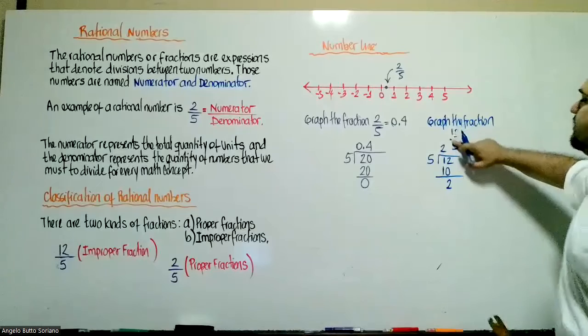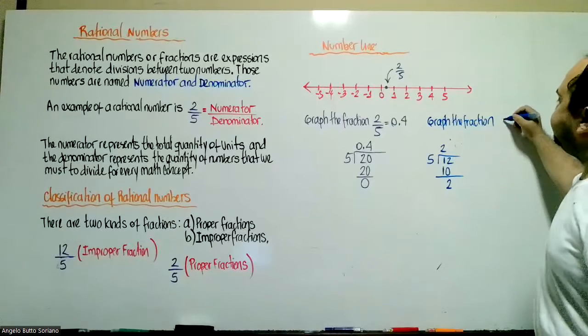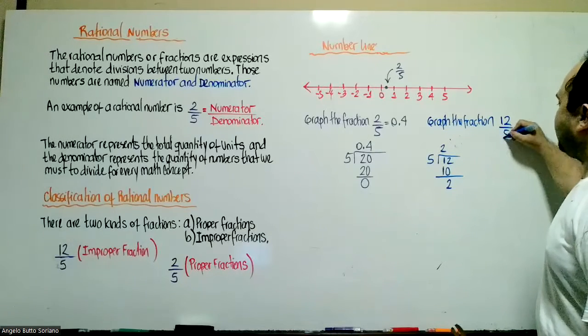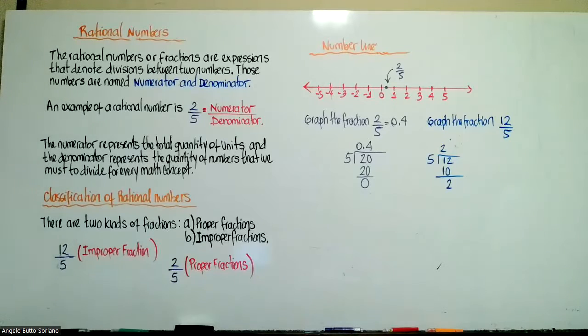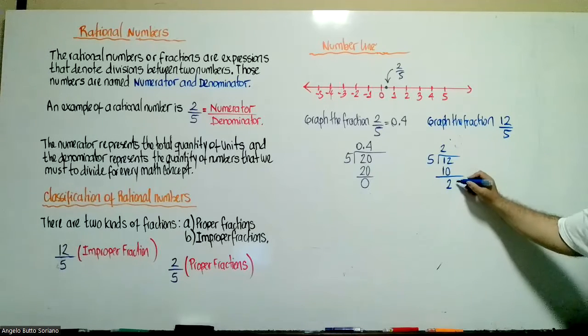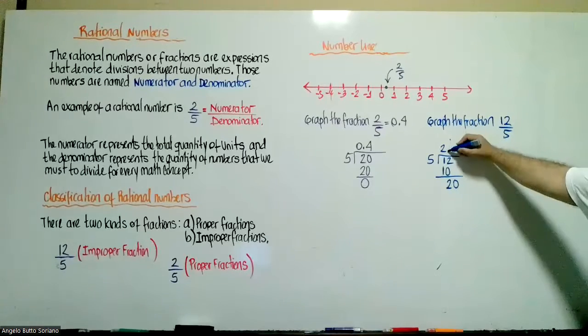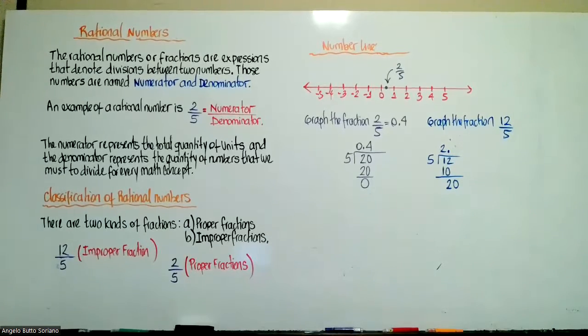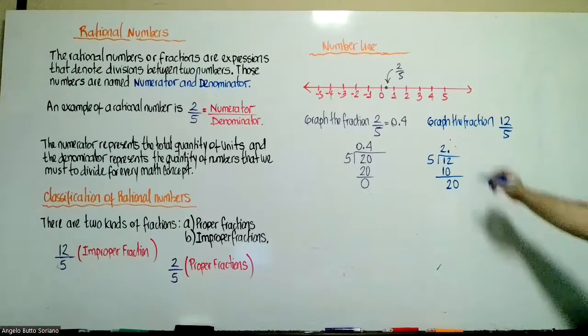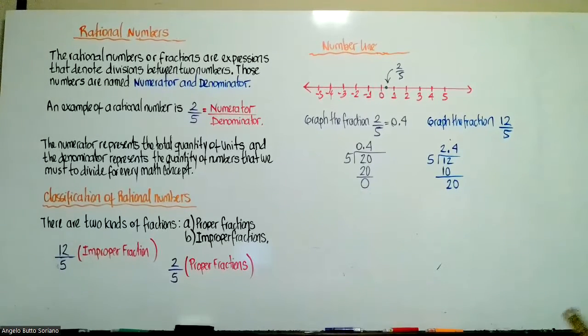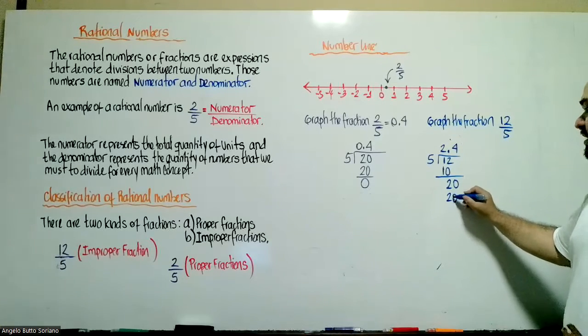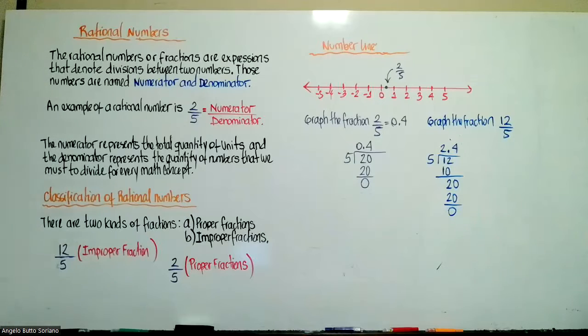But we can still continue dividing this fraction. How can we do that? Simple. We add a 0 to this remainder and a decimal point in the quotient. A number multiplied by 5 that reaches 20 is the number 4, and 5 times 4 is 20. And the remainder will be 0.